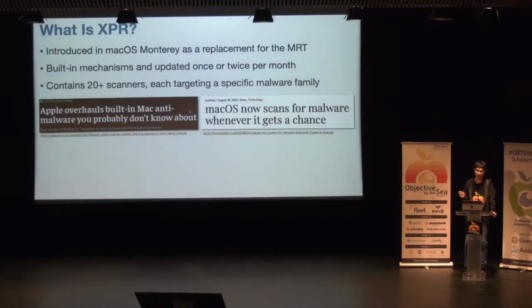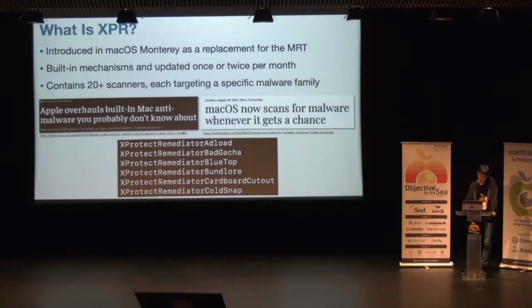XPR was introduced in macOS Monterey as a replacement for MRT. Since then, MRT has stopped receiving updates. Now only XPR is updated, typically once or twice a month. As of today, XPR contains more than 20 scanning modules. It's believed that each one targets a specific malware family. For example, a binary named XProtect Remediator ADROAD is a scanner that removes the well-known ADROAD adware. There are other XPR scanners like XProtect Remediator Badcatcher, Bluetop, Bandroor, etc.